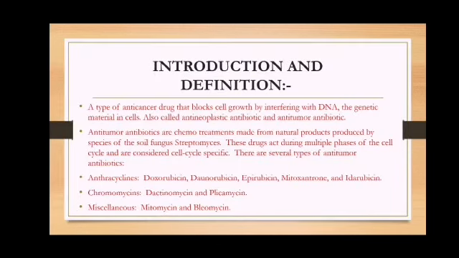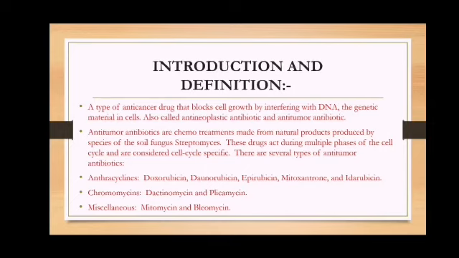Introduction and definition. A true definition is a type of anti-cancer drug that blocks cell growth by interfering with DNA, the genetic material of the cell, also called antineoplastic antibiotics, or we can say anti-tumor antibiotic. Anti-tumor antibiotics are chemo treatment made from natural products produced by species of the soil fungus Streptomyces. These drugs act during multiple phases of the cell cycle and are considered cell cycle specific.